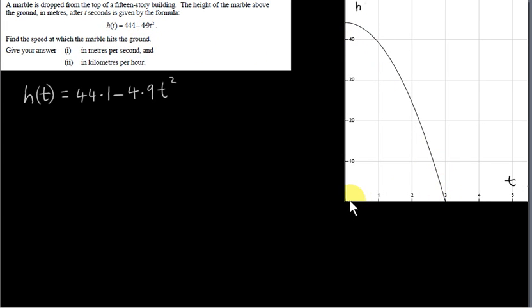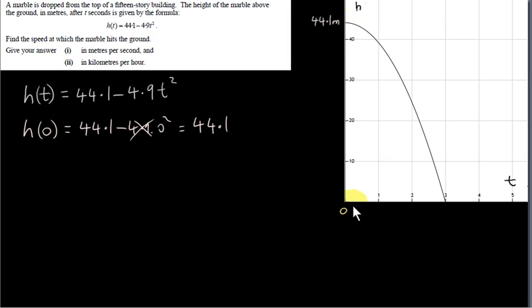So at t equals 0, you can see that the height is, well, it's more than 40 meters. If we plug 0 in here, we get 44.1 minus 4.9 times 0 squared. Of course, this doesn't matter, so we get 44.1. So initially, that is at t equals 0, the height is 44.1 meters.